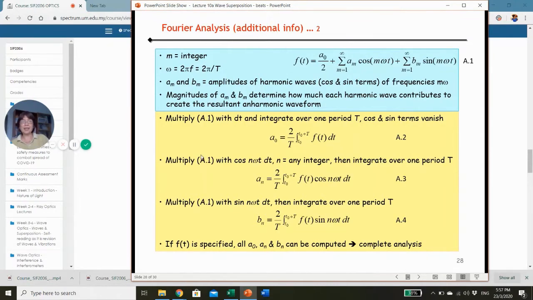And if we were to multiply this expression by cos n omega t dt, where n is any integer, and then we integrate over the period T, multiply with this, integrate over T, then we will be able to get the expression for the amplitude An here. And similarly, if we multiply the series with sine n omega t dt and integrate over one period, we will be able to get the value for Bn. If the Fourier series is specified, all this can be computed. So we would be able to do a complete analysis.